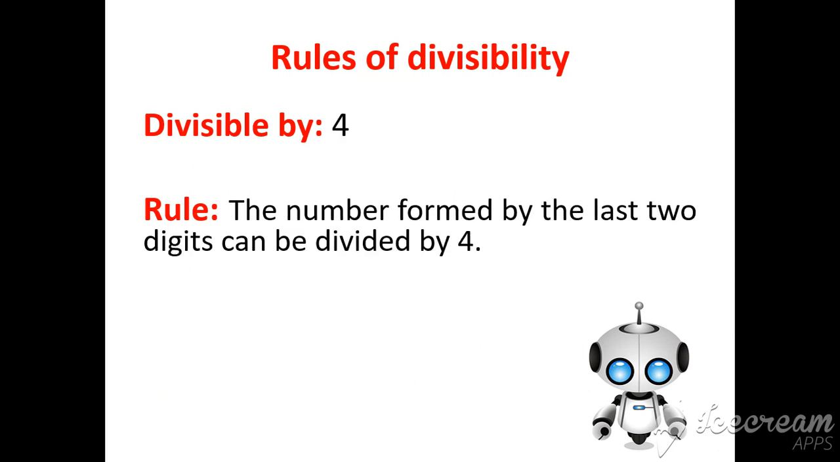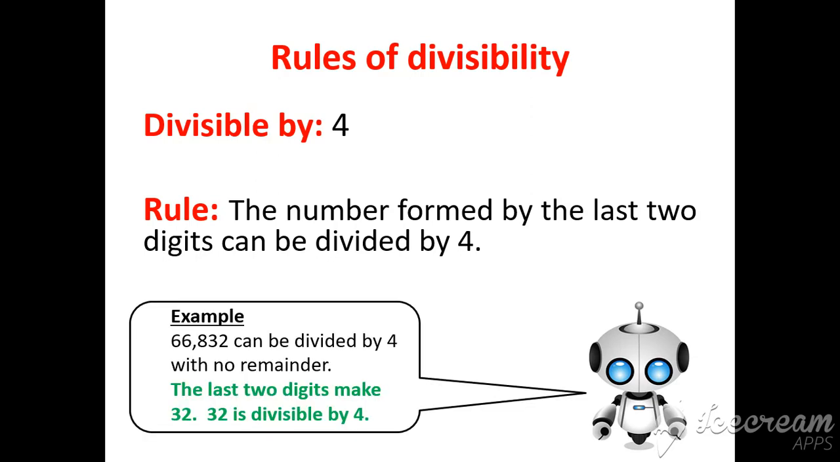Right, let's move on to divisibility by 4. Can a number be divided by 4? Here's the rule. The number formed by the last 2 digits can be divided by 4. So let's look at this number, 66,832. This can be divided by 4 with no remainder, and here's the reason why. The last 2 digits make 32. 32 is divisible by 4. So 66,832 can be divided by 4 evenly.